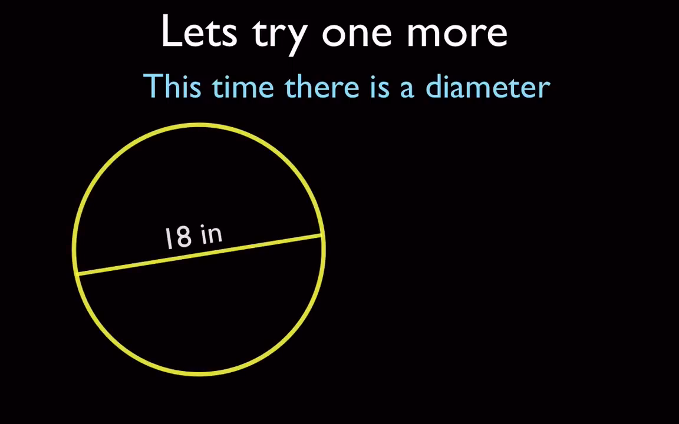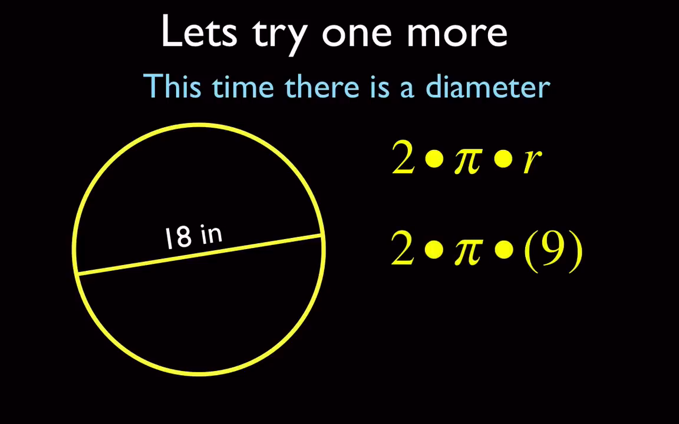Okay, so this time there's a diameter on this problem. So what do we do here? We go ahead and cut that in half. We have to remind ourselves that 18 is all the way across, therefore 9 is halfway across. So plugging it in, we're going to get 2 times 9, which is 18 pi.